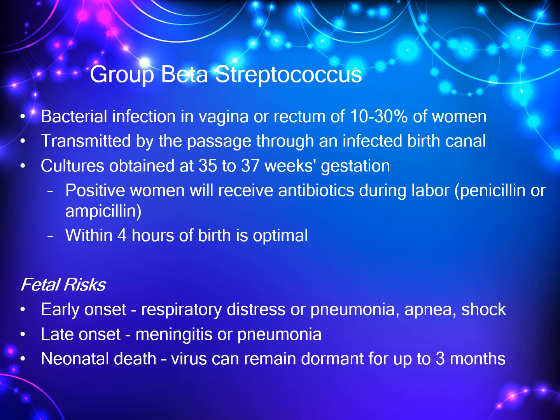Fetal risks, whether it's early or late onset, your babies are at risk for long-term neurologic complications. If it's early onset, then they're at risk for respiratory distress or pneumonia, apnea, and shock, all within the first week of life. A late onset, they're at risk for meningitis or pneumonia, and this is 1 week or more after birth. And neonatal death. The virus can actually remain dormant for up to 3 months.